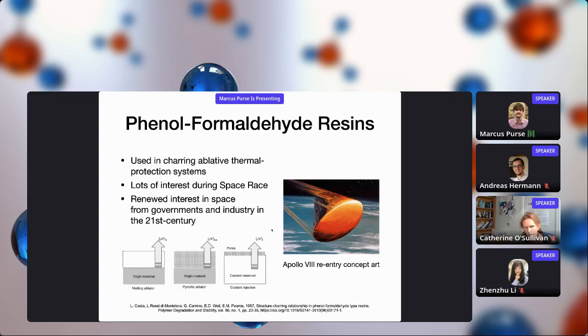And how they essentially work is that when you heat them up, they give off a lot of pyrolysis gases, and these gases carry away the gained heat, and obviously keep the capsule at cooler temperatures. So obviously there was lots of interest in this class of compounds back during the space race, but now there's renewed interest with people like Jeff Bezos and Elon Musk wanting to travel into space.